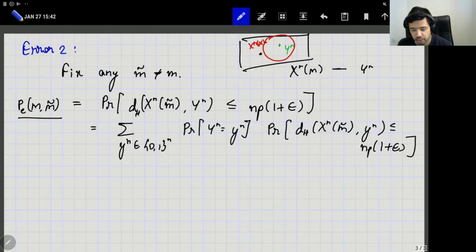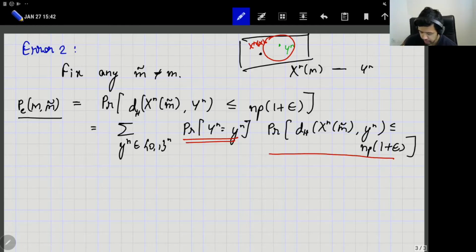So let's write this out in the following way. This probability can be written as the sum over all possible received sequences yn, the probability that little yn is the received sequence, times the probability that a code word xn of m tilde lies within distance of np times 1 plus epsilon to yn. Note that xn of m tilde is independent of the received sequence yn. Why is that? That is true because the received sequence yn depends only on xn of m and not on xn of m tilde. Since we're generating the code words independently of each other, xn of m tilde is statistically independent of yn.